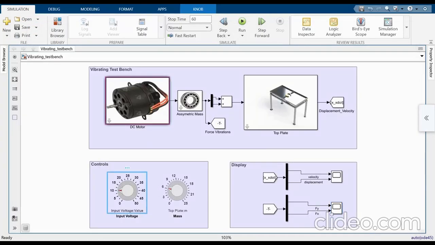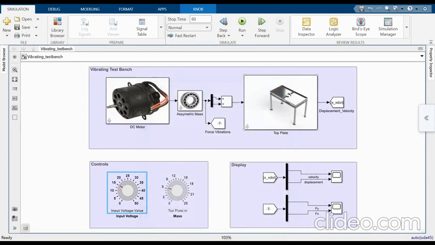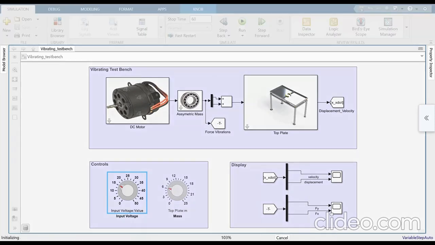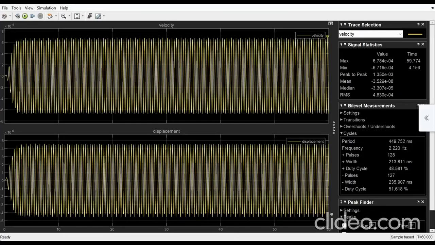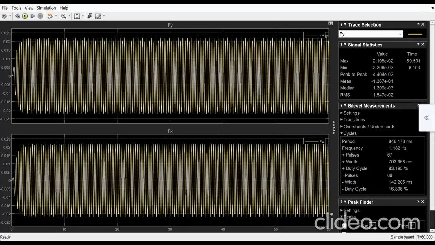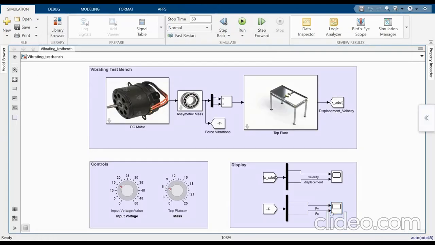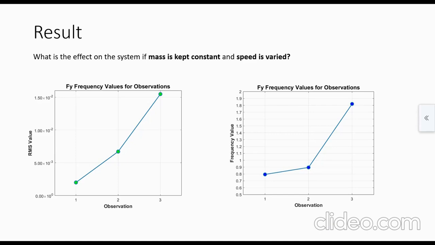kg kept constant. The RMS value and the frequency of the velocity and displacement of the system were observed. Similarly, the RMS value and the frequency of the force amplitude were observed. Moving the input voltage to 10 volts, the system was observed as well, which is the velocity and the displacement of the system, the RMS value and the frequency being observed. The force amplitude of the system was similarly observed, the RMS value and the frequency being saved.